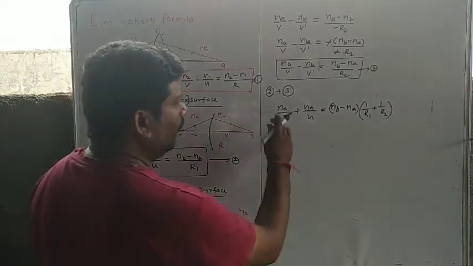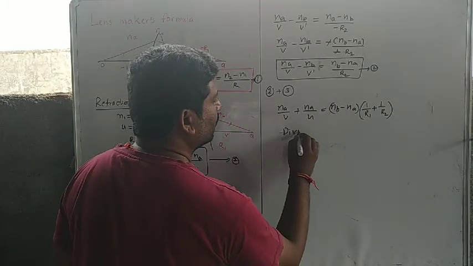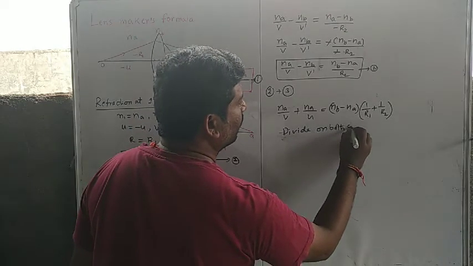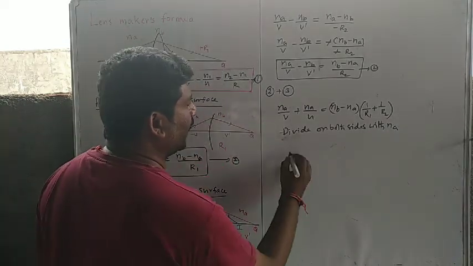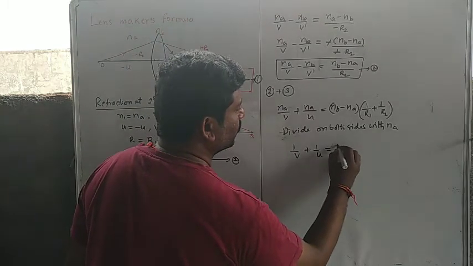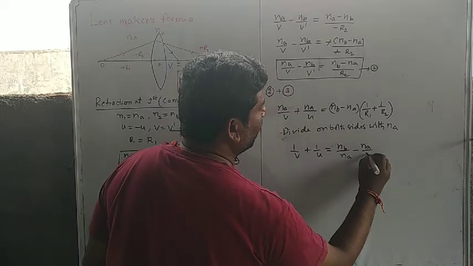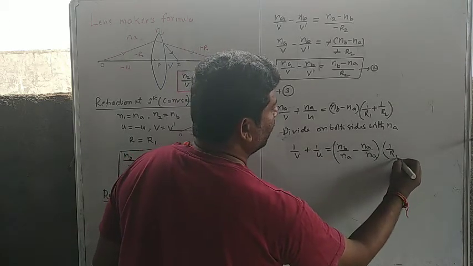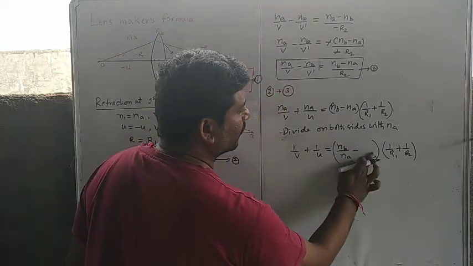Now take common NA here, or divide on both sides with NA. Then we get 1 by V plus 1 by U is equal to NB by NA minus NA by NA into 1 by R1 plus 1 by R2. Here NA by NA will get cancelled, we get 1 here.